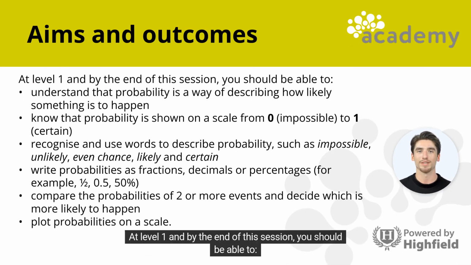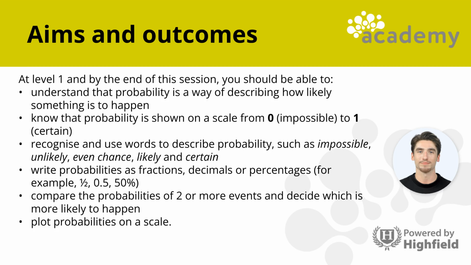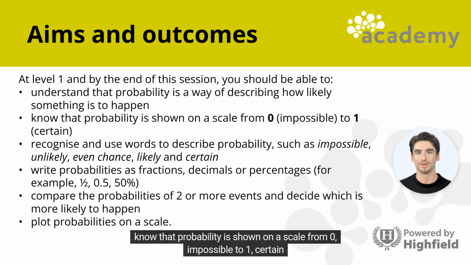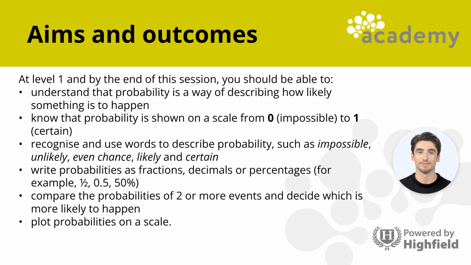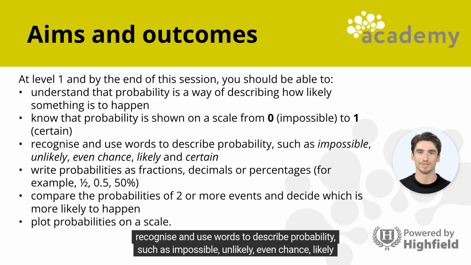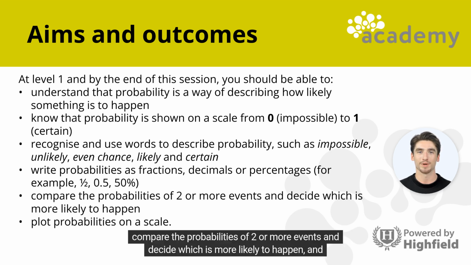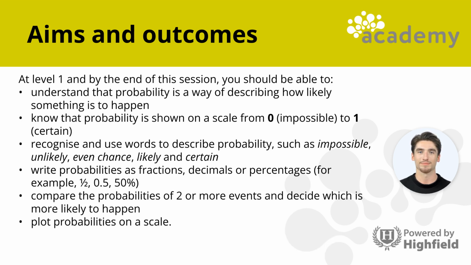At Level 1 and by the end of this session, you should be able to understand that probability is a way of describing how likely something is to happen. Know that probability is shown on a scale from 0, impossible, to 1, certain. Recognize and use words to describe probability, such as impossible, unlikely, even chance, likely, and certain. Write probabilities as fractions, decimals, or percentages. Compare the probabilities of 2 or more events and decide which is more likely to happen, and plot probabilities on a scale.